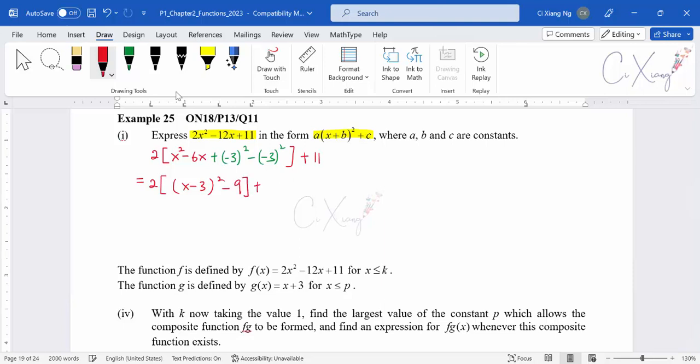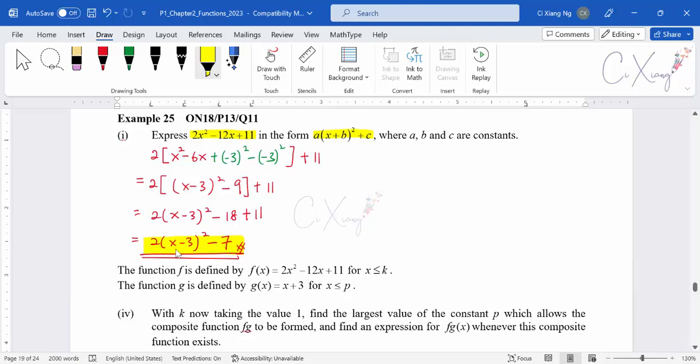9 plus 11. Therefore, I multiply the 2 into the brackets and also the number. So this is what I have, and further simplified, my completed square form will be something like this. This shouldn't be very hard for you because we have learned it already in chapter 1. So this is what we have for part 1.